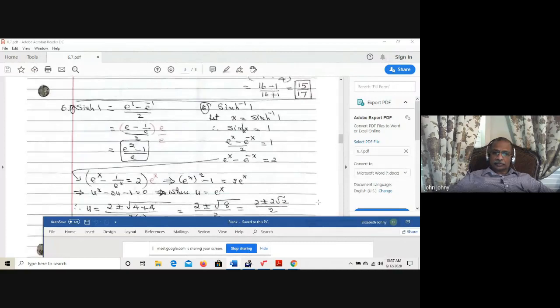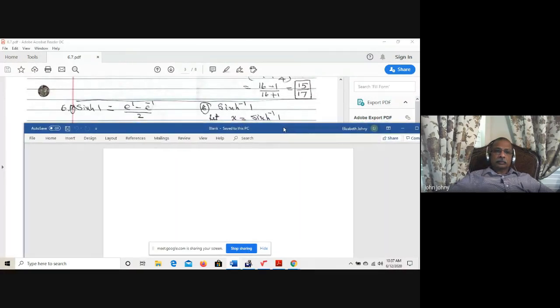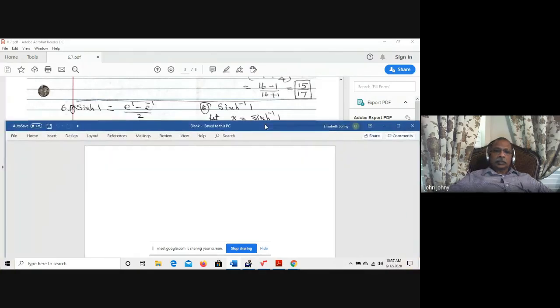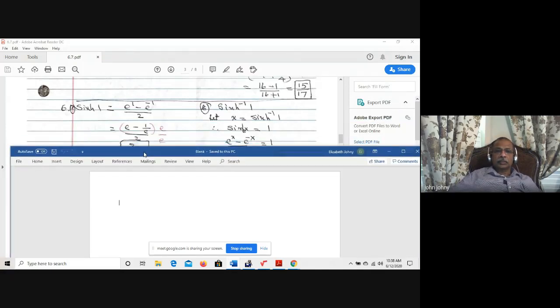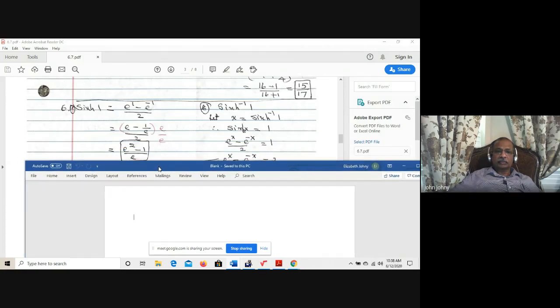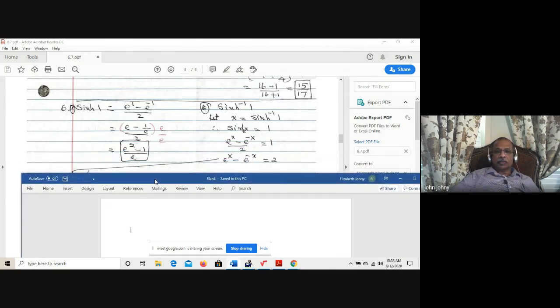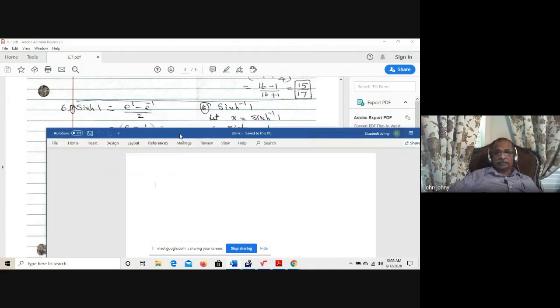Number 6. Sin h1, that is e to the 1 minus e to the negative 1 whole divided by 2. Multiply by e over e. When you multiply by e over e, it cancels, so it becomes e square minus 1 over e.